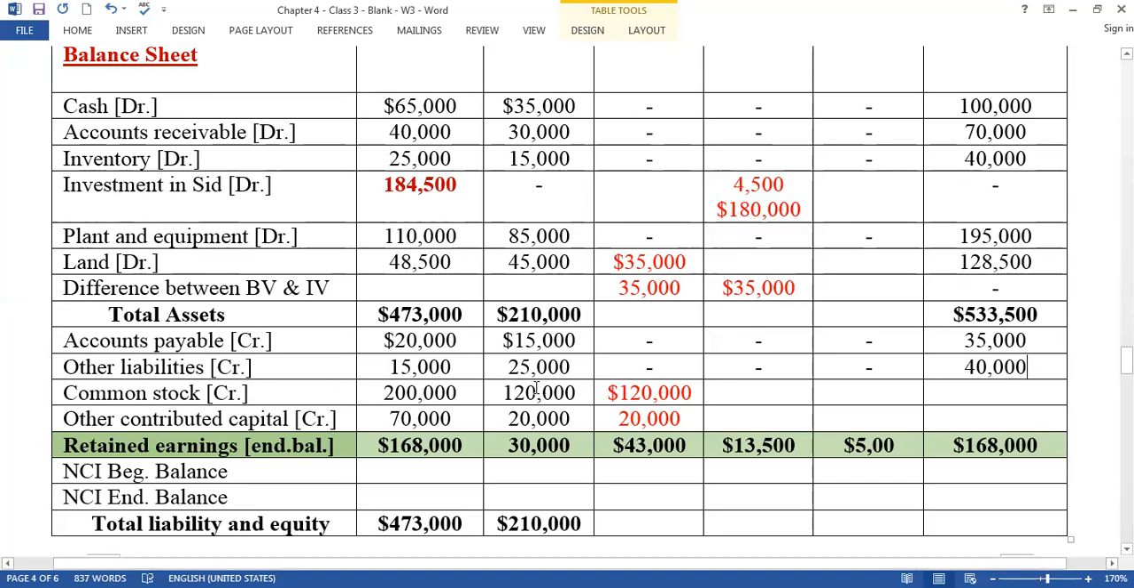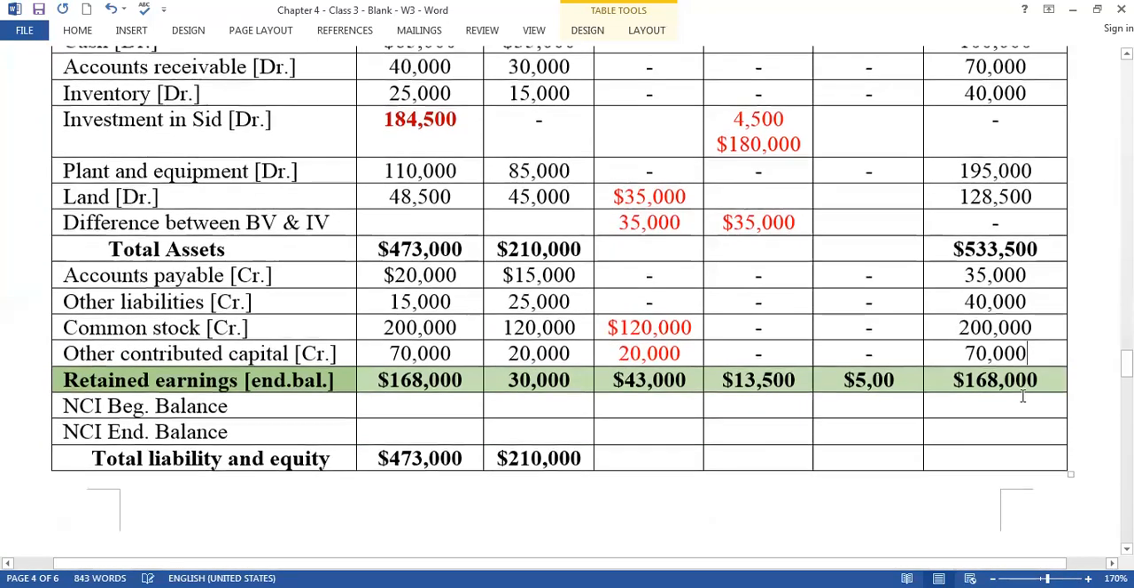Common stock, these two close, right? We only have the parent company's common stock, $200,000. Then other contributed capital, these two close. Yes, we have the parent company's $70,000.